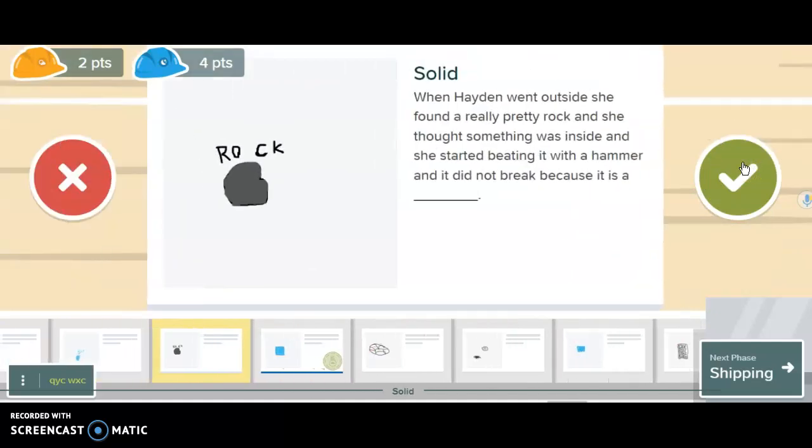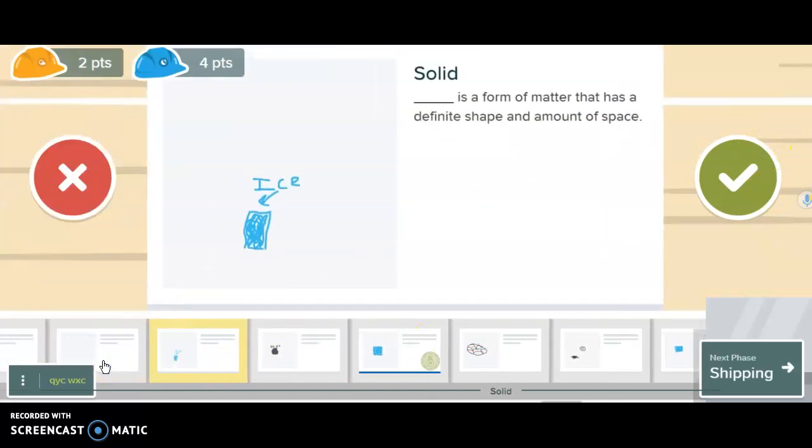And when Hayden went outside, she found a really pretty rock and she thought something was inside. She started beating it with a hammer. It did not break because it is. That's all true, but you didn't tell me that it has a definite shape. Molecules are tightly packed. Go a little bit deeper in that.